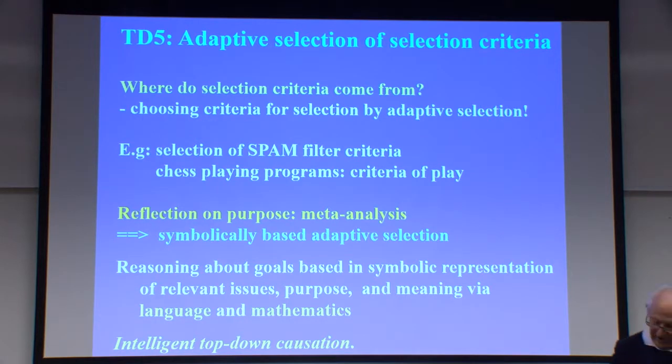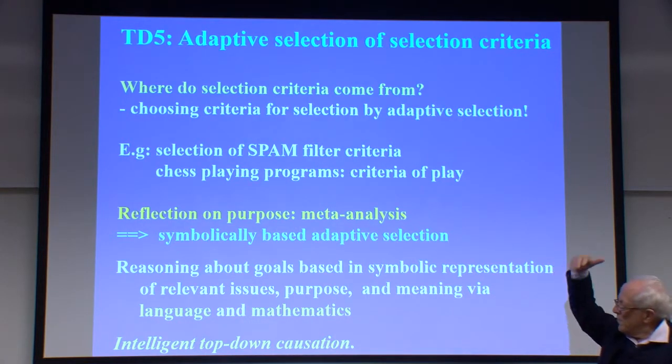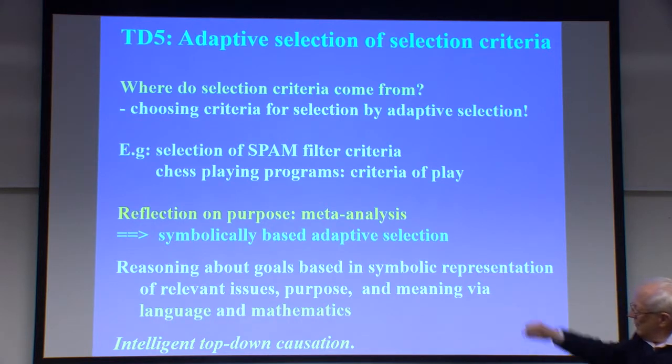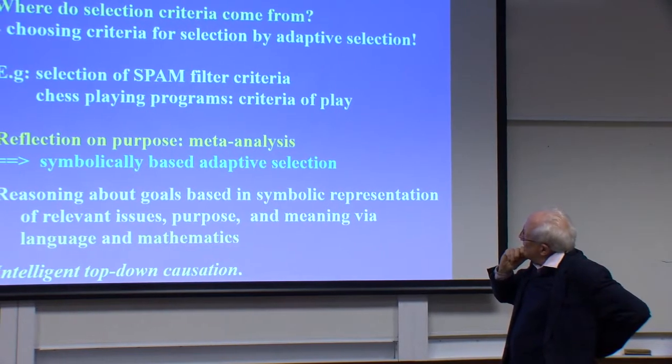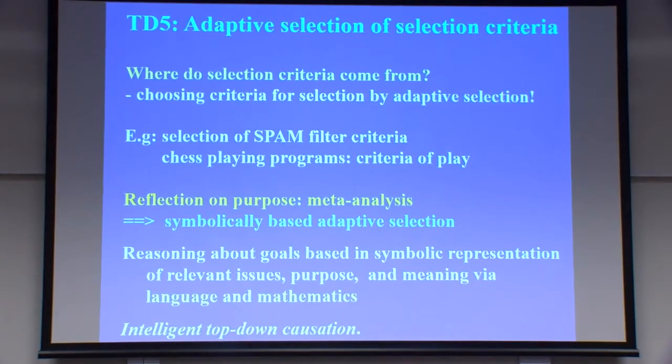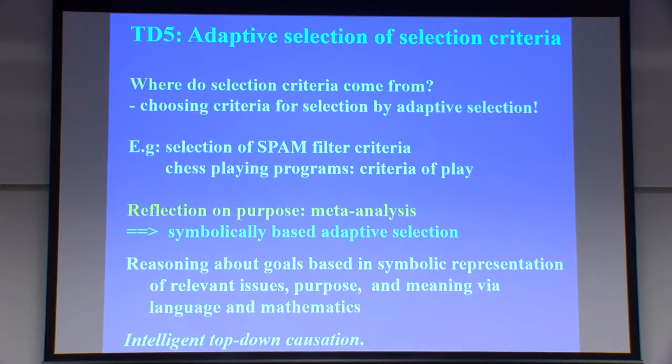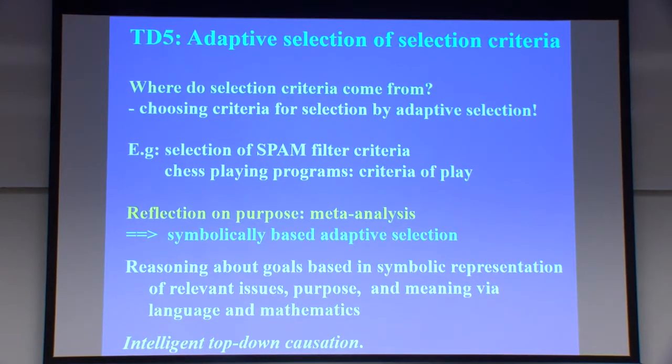You're using all your mind, all the time your mind to learn, but you're doing it according to certain goals you've got for the processes of learning. If you change your own goals by a process of thought and meta-analysis, then you have changed your criteria for adaptive selection. And this is usually you have to do in a symbolic way. My own belief is that, in fact, the adaptive selection of selection criteria probably only occurs for intelligent beings. I don't think it can occur in the animal kingdom apart from intelligent beings. So it involves, in general, reasoning about goals based on symbolic representation of issues, purposes, and meaning via language and mathematics. So I think this is where you've hit the level of intelligent top-down causation.